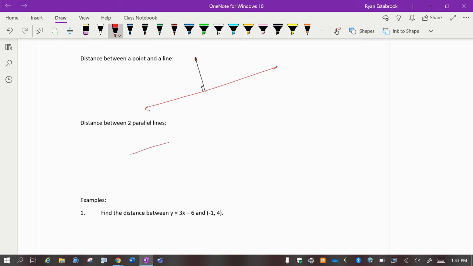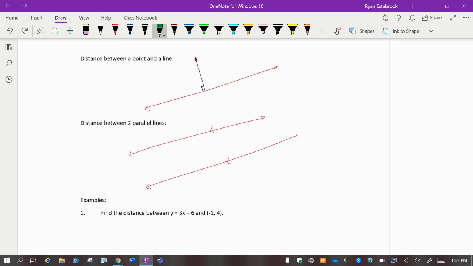Next, distance between two parallel lines. So we have these two parallel lines. They stay the same distance away from each other all the time. I want the distance between them. I'm not going to go at some diagonal angle. I'm not going to go horizontal like this.